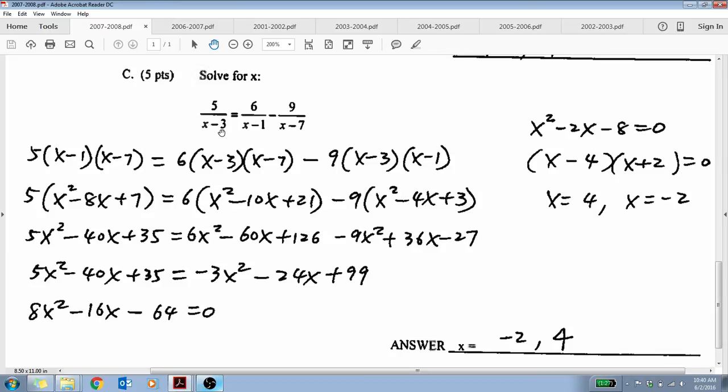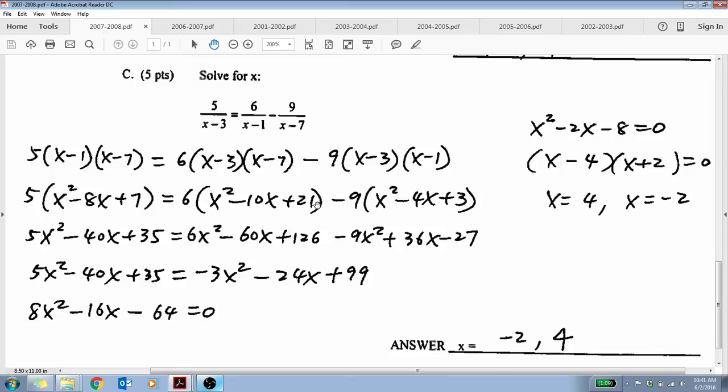Well, the x minus 3's will cancel. I'm left with 5 times x minus 1 times x minus 7 equals, and then I multiply the 6 over x minus 1, this part by the same least common denominator. The x minus 1's will cancel. I'm left with x minus 3 and x minus 7 still on the top.